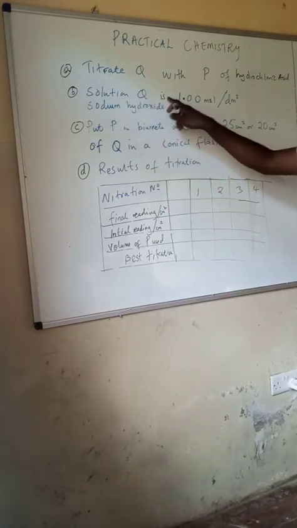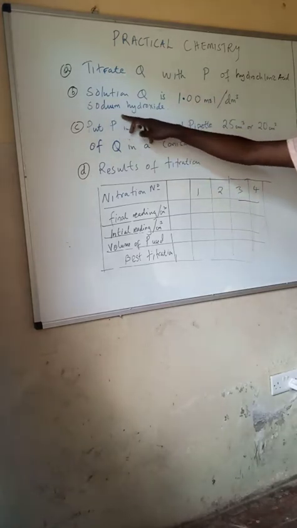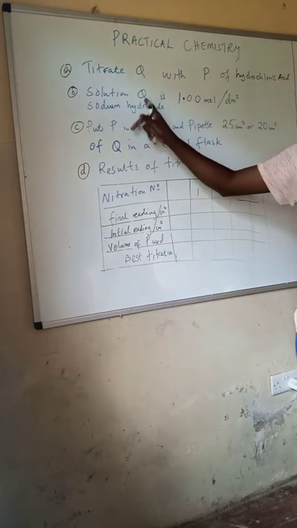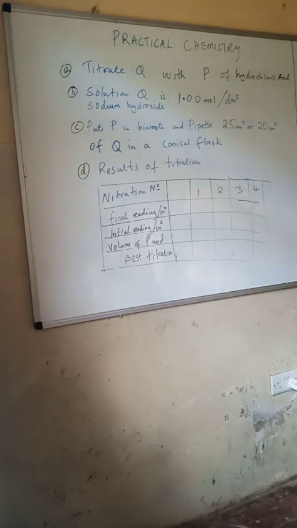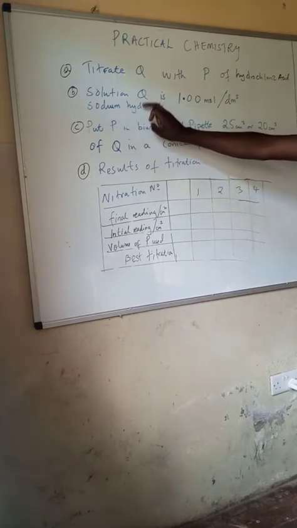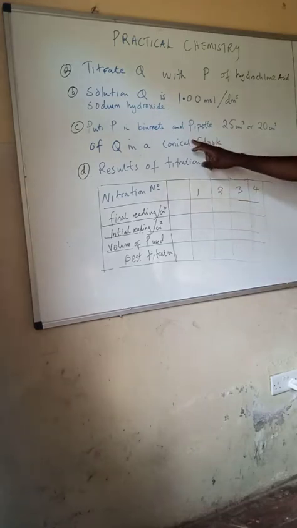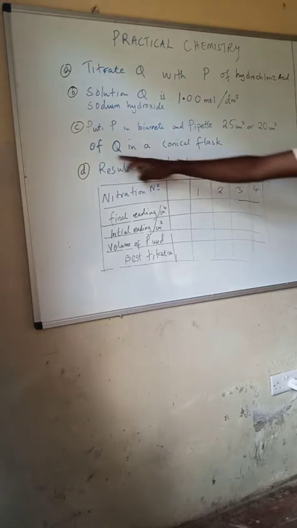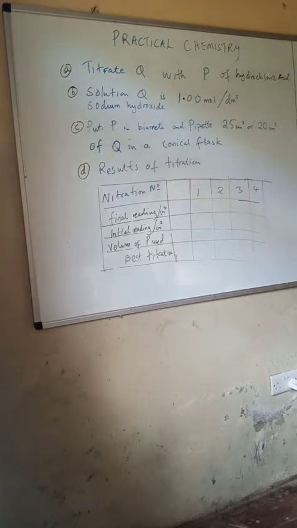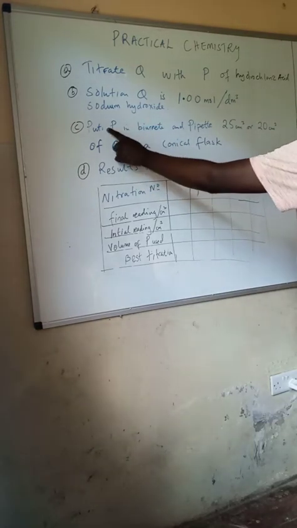Now, solution Q is 1.00 mole per decimeter cubed of sodium hydroxide. So it means Q is a base. As I said here, Q is a base, P is the acid. Put P in the burette and pipette 25 or 20 cubic centimeters of Q in a conical flask. So it means you are mixing P and Q, you are mixing the acid and the base.